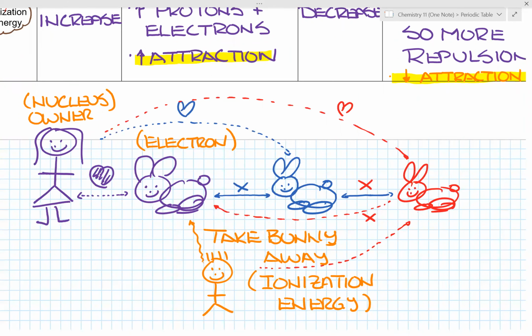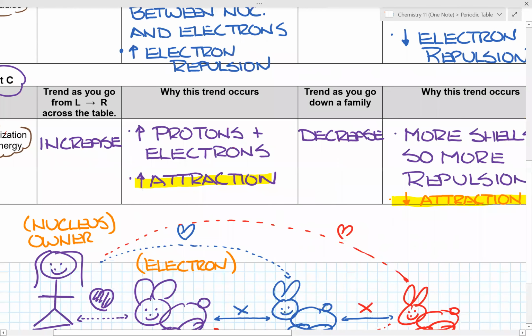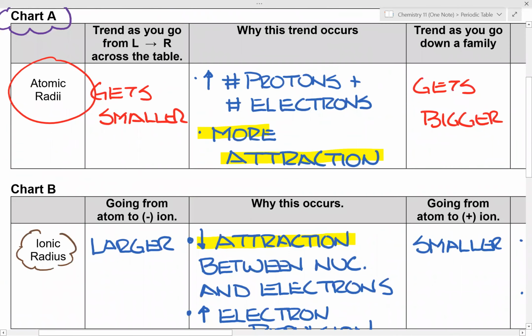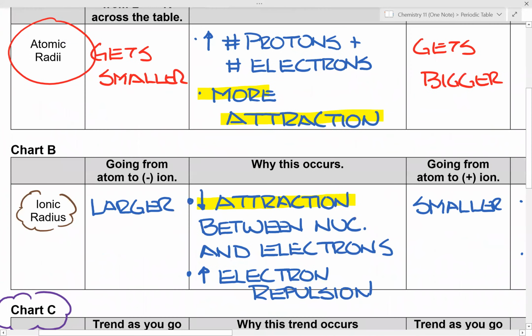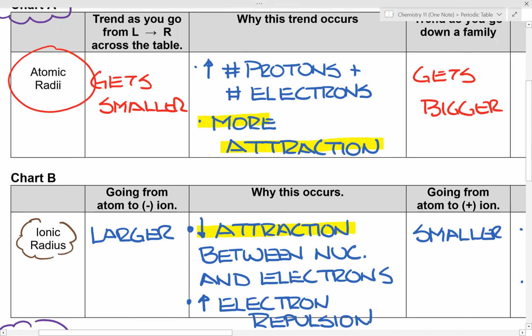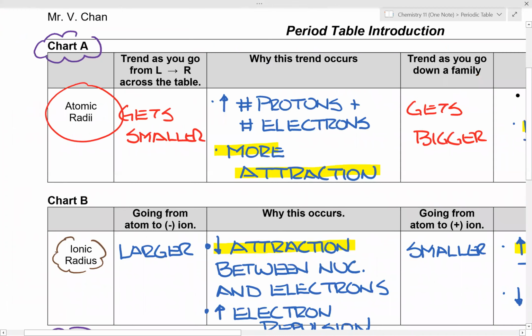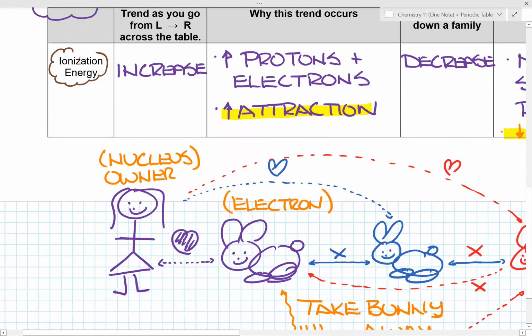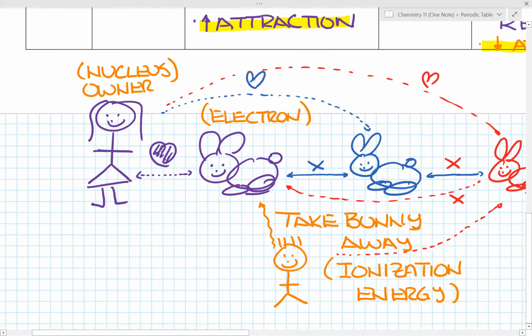So think about that. As you go from left to right, the attraction increases between the protons and the electrons. Is the element more willing or less willing to give up the electrons if there's more attraction? Again, if the owner really loves the bunny, are they more willing or less willing to give up the bunny?